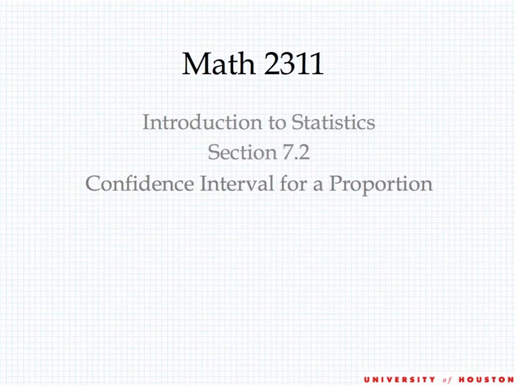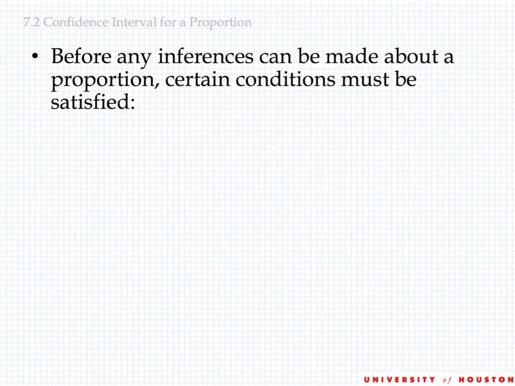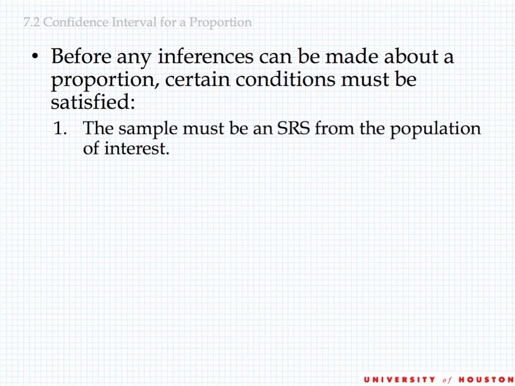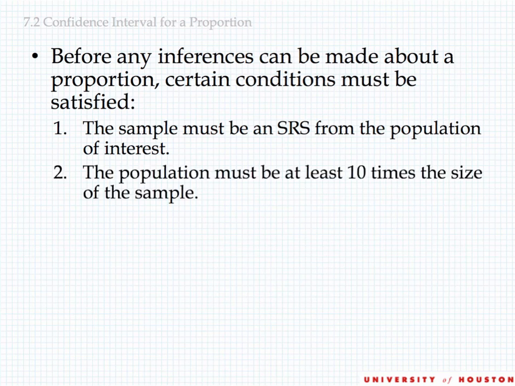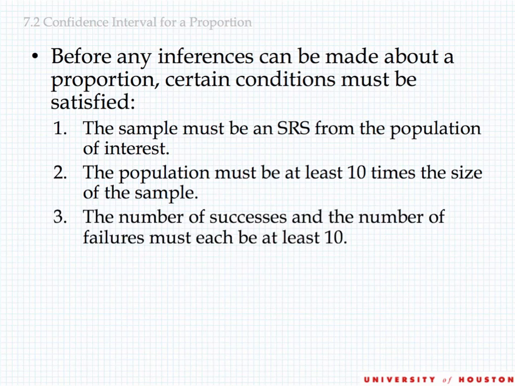Confidence interval for a proportion. Before we can make any inferences about a proportion, certain conditions must be satisfied. First, the sample must be a simple random sample from the population of interest. The population must be at least 10 times the size of the sample. The number of successes and the number of failures must be at least 10 each.